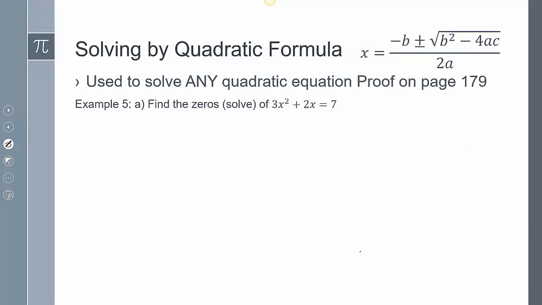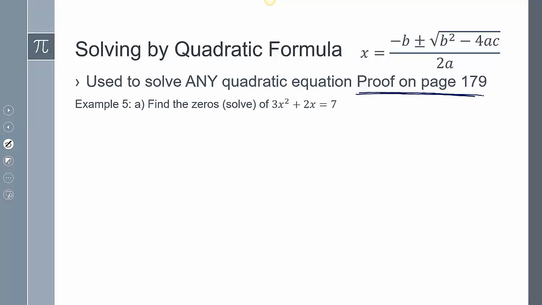Now, the go-to formula, the quadratic formula. Now, you can use this formula to solve any quadratic equation. And there's actually a really cool proof on how to solve it on page 179 in the textbook. So if you wanted to take a look at that proof, I highly recommend it. It shows you actually how they derive that equation.